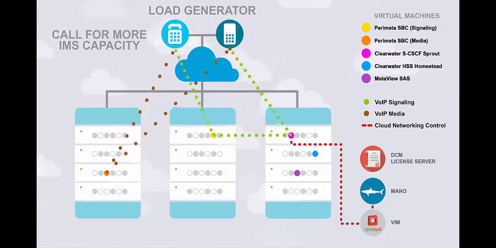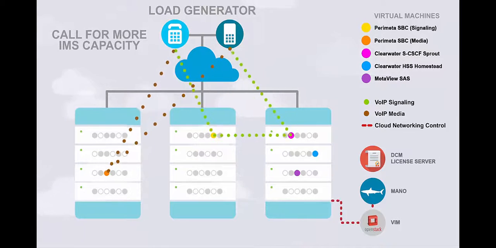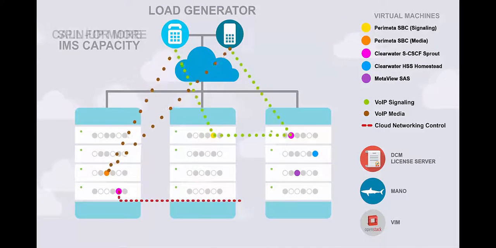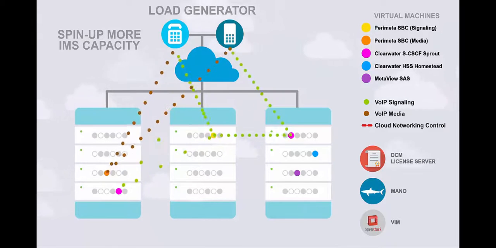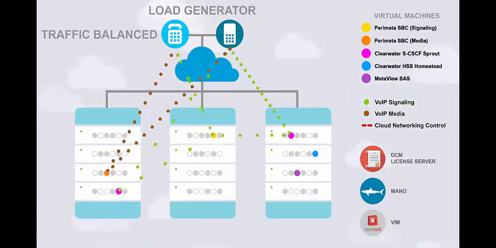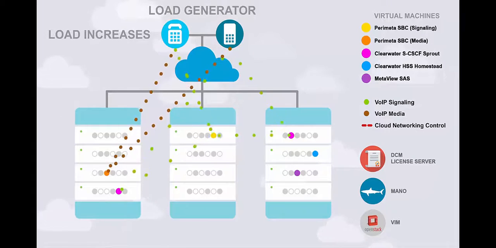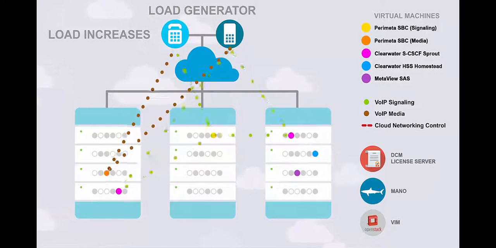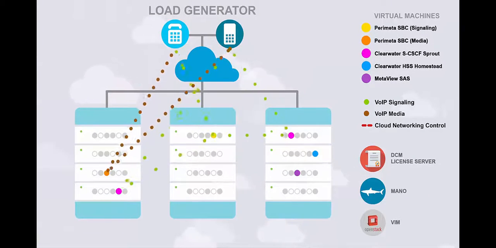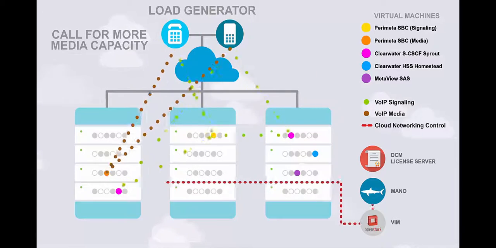This is communicated via OpenStack to our orchestrator, which signals a new VM to spin up. Utilization across the resulting cluster is now used to make future scaling decisions. The load continues to increase, and as additional media processing capacity is required by the MSC component, the system goes through the same spin-up process.